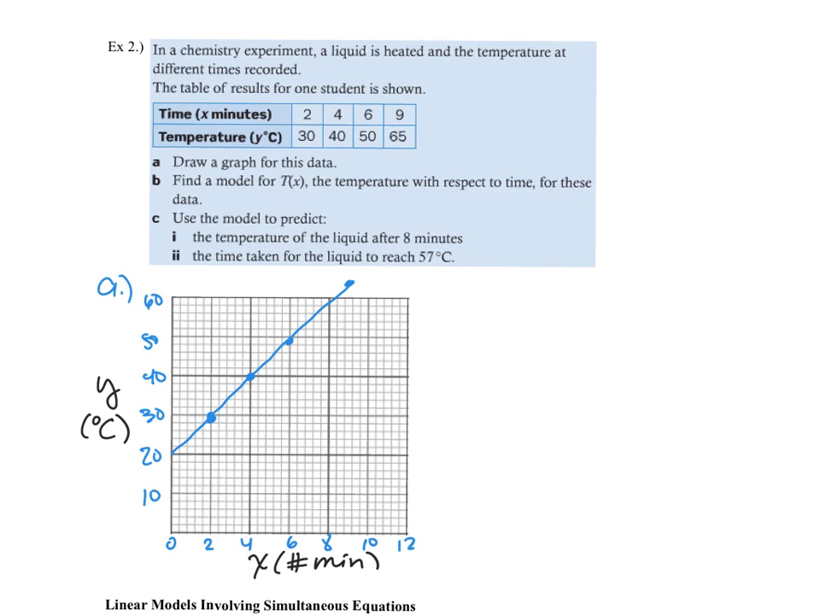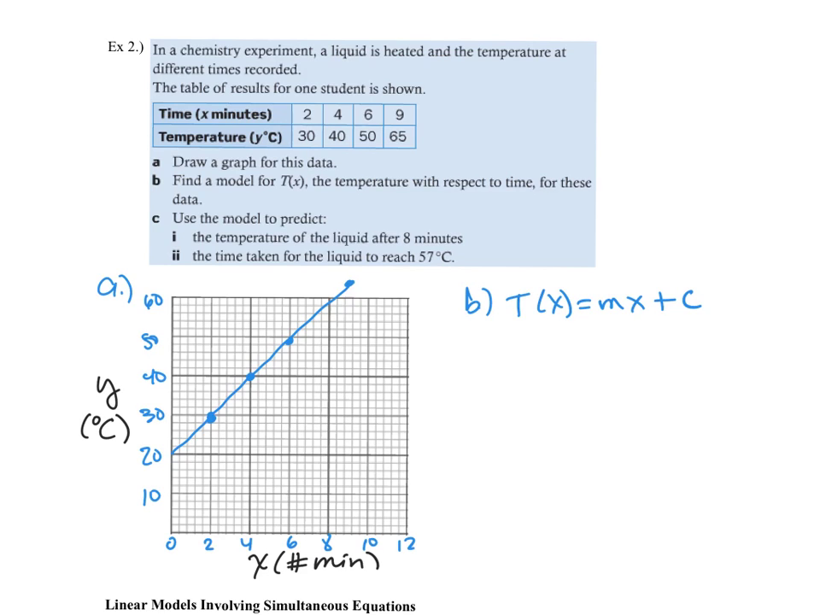Then letter B says, find a model T of X, the temperature with respect to time for these data. So let's go ahead and write down our function. It should look like this: T of X equals mx plus c, where m is your slope and c is your y-intercept. So let's just take a minute to find the slope.